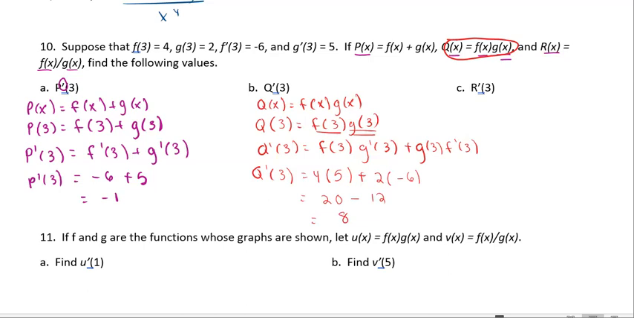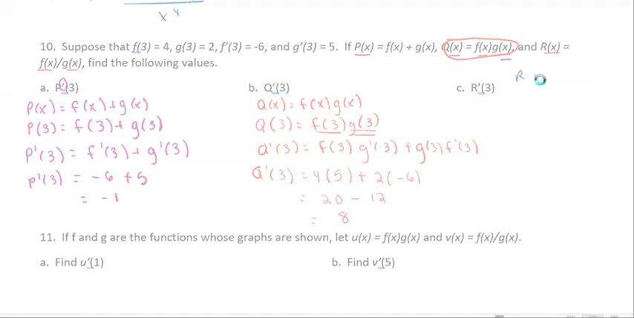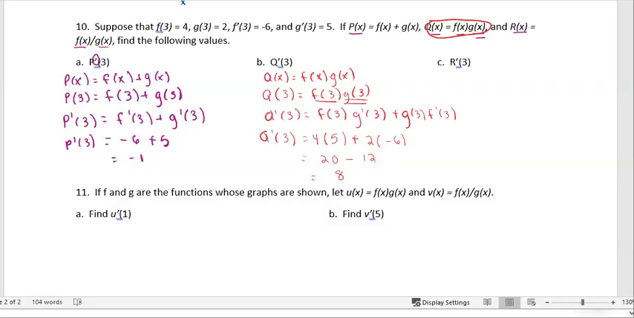Let's try the last one, r prime of 3. Well, that means that we need to start with r of x. r of x is given to us as the quotient of f of x over g of x. So let's start with that.